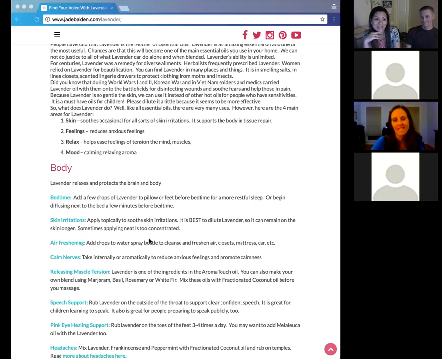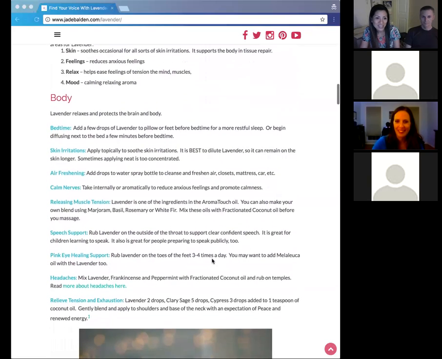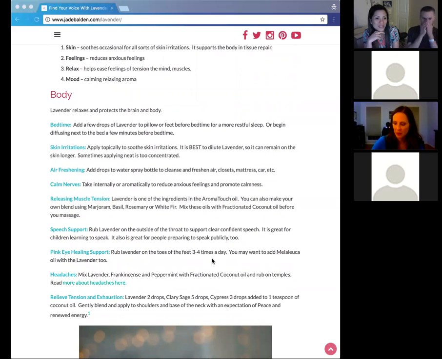One of the easiest and most popular ways to use lavender is for bedtime. One drop of lavender on the pillow for a more restful sleep, or you can diffuse the lavender anywhere in the room. So that's really good for bedtime. For skin irritations, all sorts of skin irritations, but like we said earlier, remember to dilute the lavender, okay? It's also an air freshener. If you like the smell, you can add it to a spray bottle and spray with it. It calms nerves. Smelling it will help calm the nerves and promote calmness.